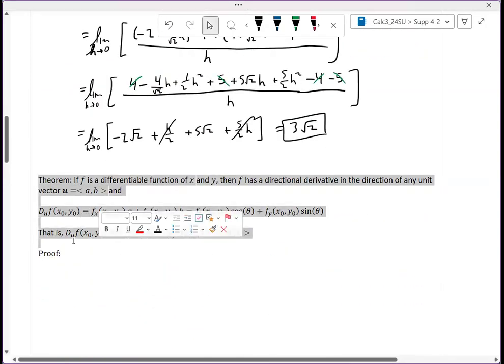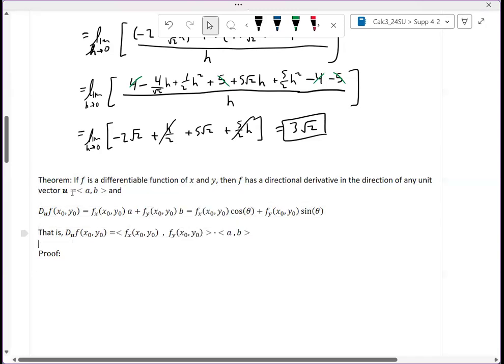We have this super nice theorem that we're going to make heavy use of, though. The theorem says that if f is a differentiable function of x and y, then f has a directional derivative in the direction of any unit vector u = (a, b). And furthermore, that directional derivative can be calculated as the partial with respect to x at x naught, y naught times a, the first component of u, plus the partial with respect to y at x naught, y naught times b, the second component of u. Or if we wrote u as (cos theta, sine theta), it would look like this.